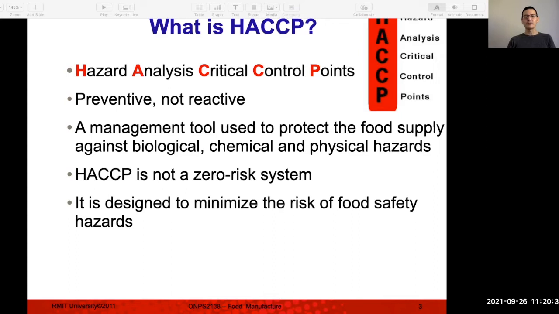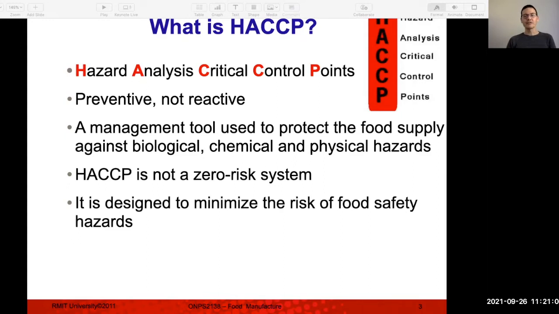It's a management tool which is used to protect the food supply against all kinds of hazards. While biological, so microbiological, are the most common, chemical and physical hazards are also covered within the scope of HACCP. And it's important that it is a management tool, a tool that's used to manage any risks to consumer health.